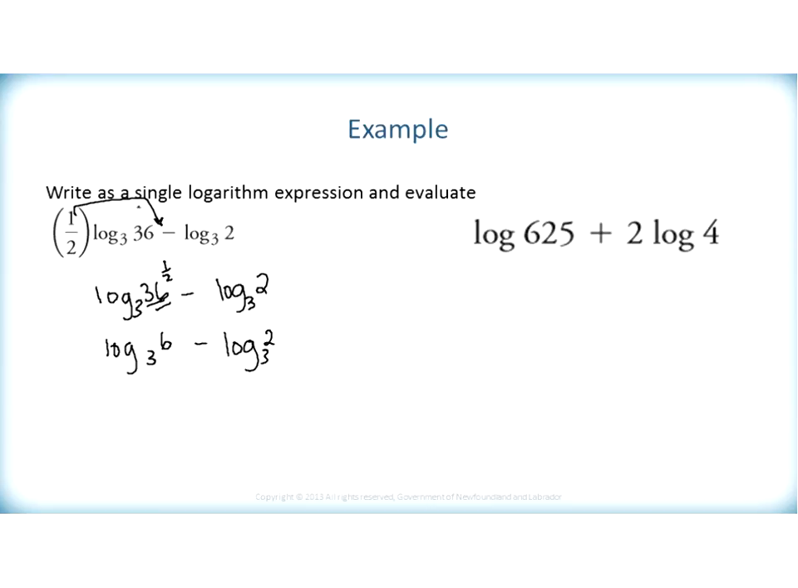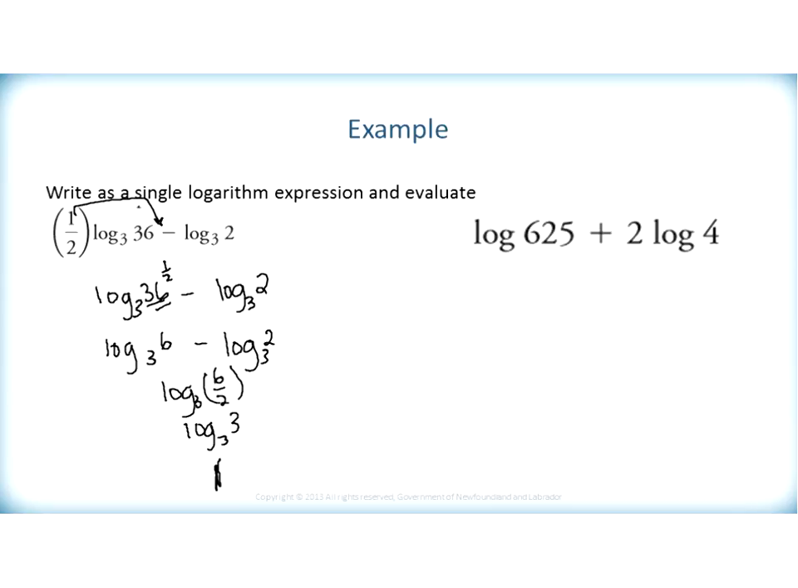Using the quotient law, we write it as a single logarithm, log of 6 over 2 base 3. So this would be log 3 base 3. We can change this to exponential form by setting it equal to x, and the answer will be 1.